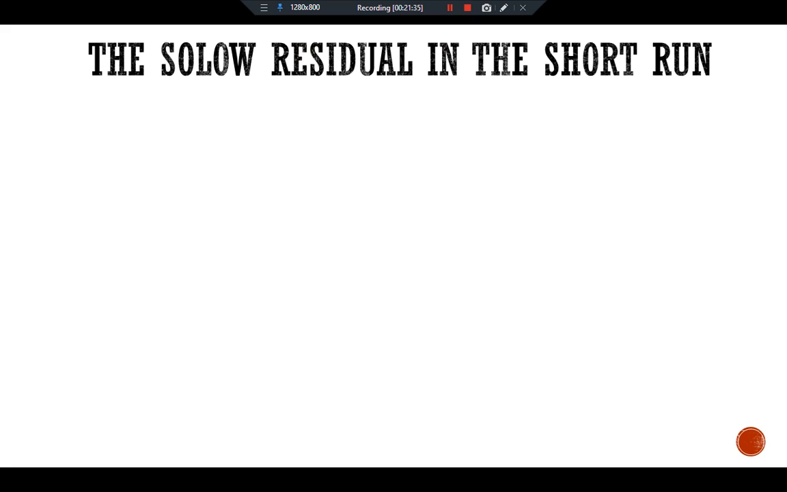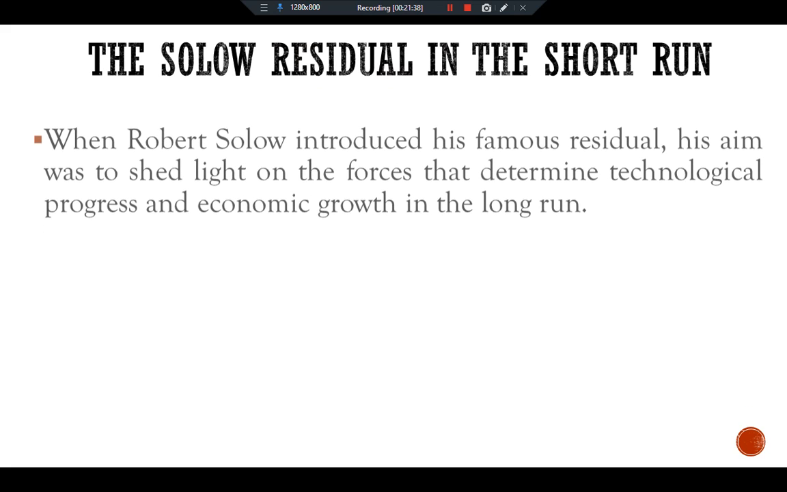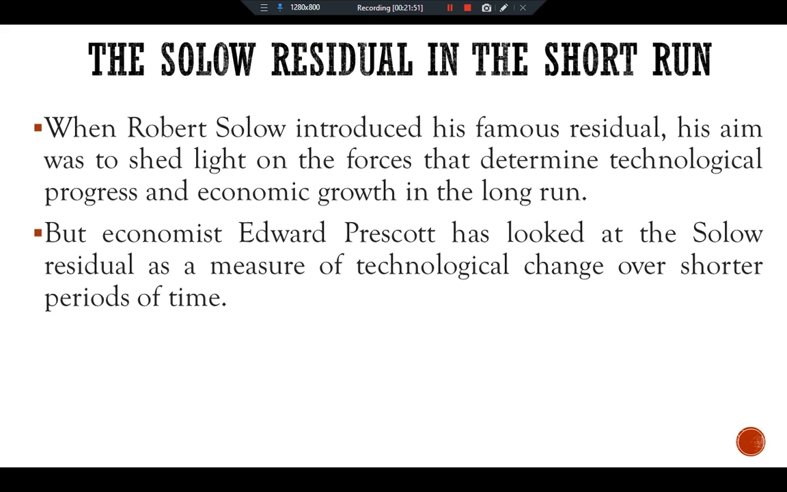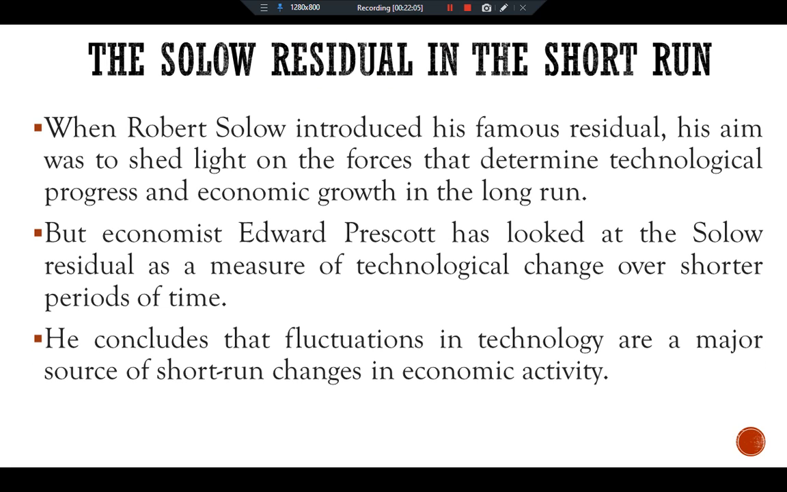The Solow residual in the short run. When Robert Solow introduced his famous residual, his aim was to shed light on the forces that determine technological progress and economic growth in the long run. But economists like Edward Prescott looked at the Solow residual as a measure of technological change over shorter periods of time. He concluded that fluctuations in technology are a major source of short-run changes in economic activity.